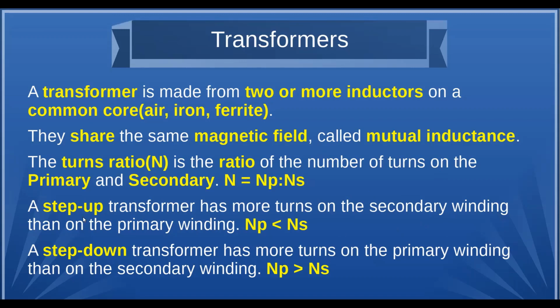If it's a step-up transformer, you're going to have more turns on the secondary than you do on the primary. So the primary turns is going to be less. And that ratio will determine how much the voltage is multiplied by. So if it was a 1-to-2, it means if I put 120 volts on the primary, I get 240 volts on the secondary.